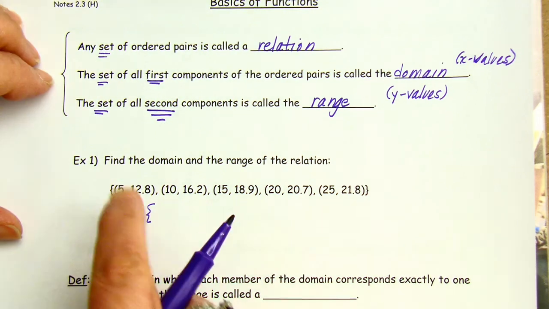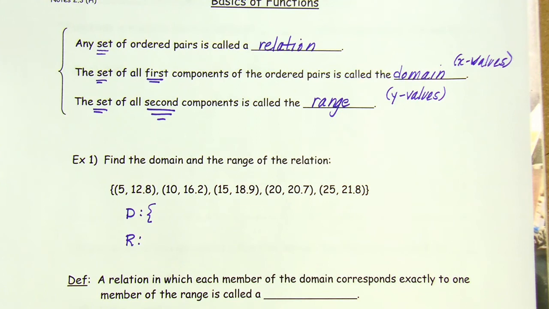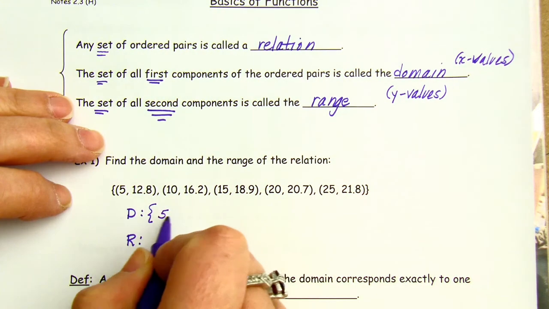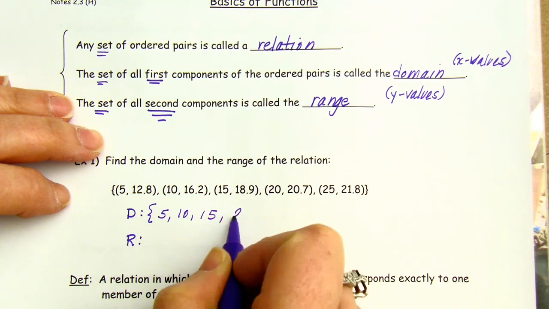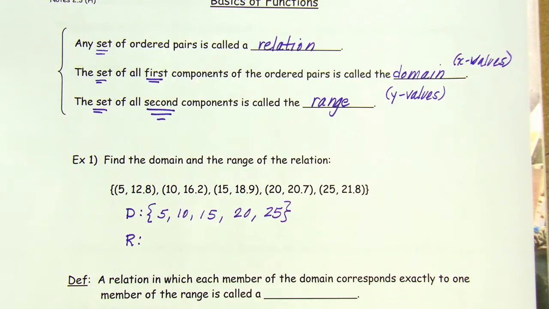So I see here 5, 10, 15, 20, 25. Those are my x's. None of them are repeated. Remember, if they are repeated, you list them only one time. But none of them are repeated. So I've got a 5 and a 10 and a 15 and a 20 and a 25. Okay, that's my elements of the domain of this relation.